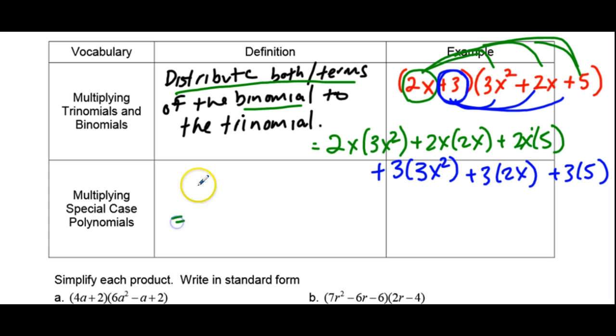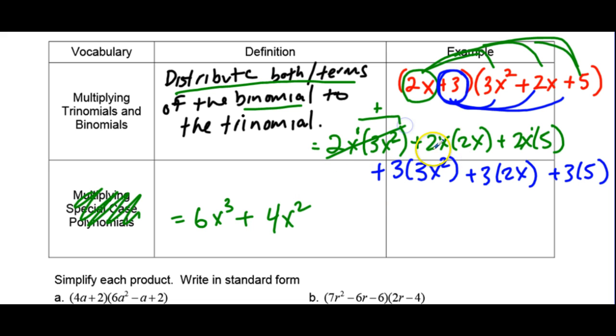The top part, I'm going to do this in green again. The top part, I'm just going to simplify. So disregard this right now, I'm just doing this example. So 2 times 3 is 6. x times x squared is x to the third, right? We have an exponent of 1, and we're going to add these two. That becomes 3. Plus 2 times 2 is 4. x times x is x squared.